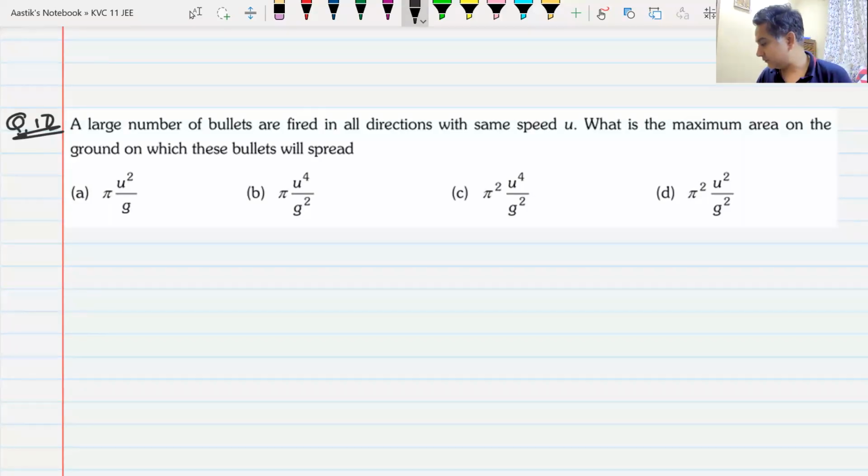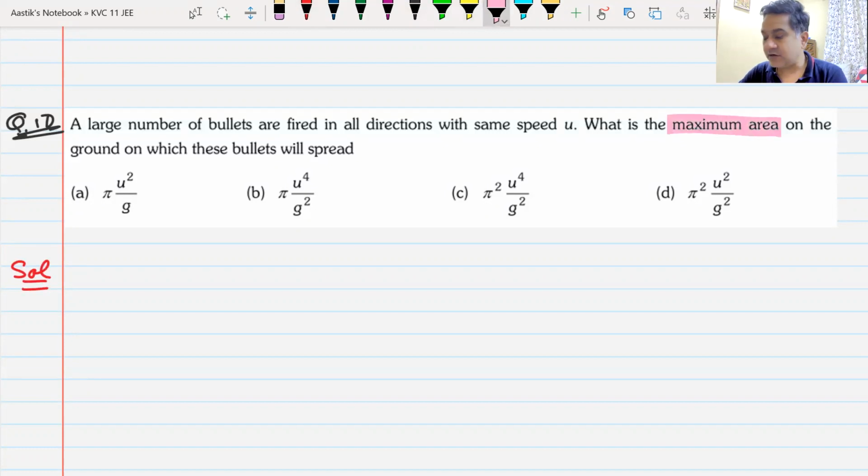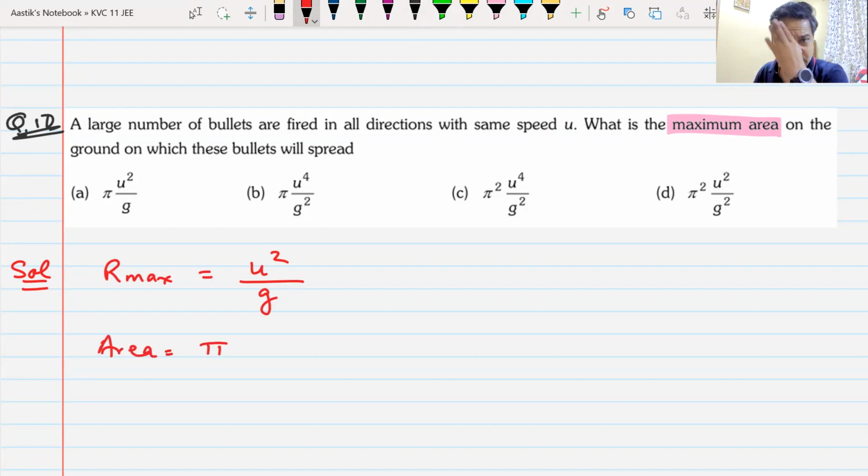And the answer is maximum area on the ground. So you are throwing it again and again. Maximum area means you have to look for maximum range. How much is the maximum range? U square by G. Yes or no? So what is the maximum area? Pi into R max square. So the answer is pi U square by G. Do we get this? That simple as that.